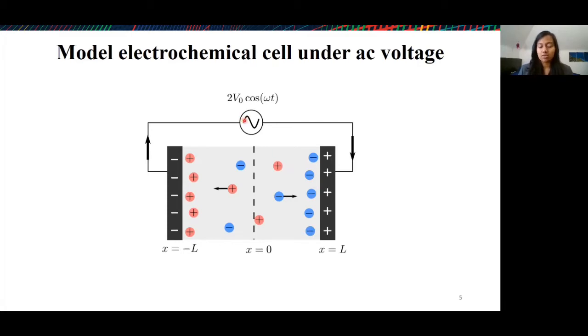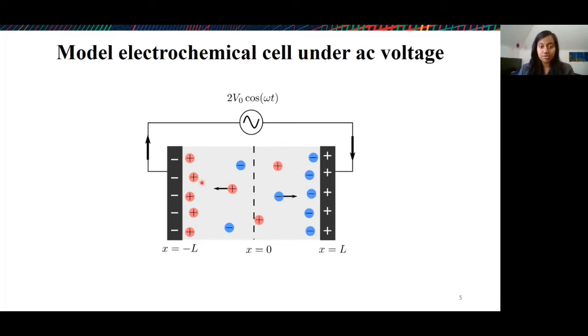Now, since the applied voltage is oscillating, it means that, let's say, the electrode on the right here goes from being positive to 0 to negative and then back again. So in response to that, the ions in the electrolyte also keep moving back and forth between oppositely charged electrodes.